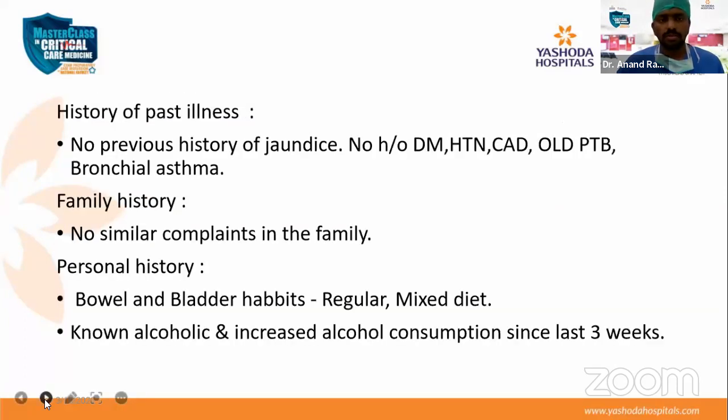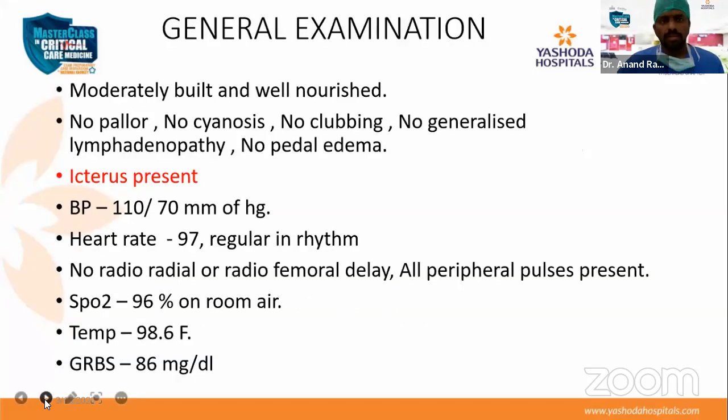And past illness, no previous history of jaundice from childhood, and no other known comorbidities like diabetes, hypertension, CAD, old PTB, and bronchial asthma. No similar complaints in the family. Personal history is normal bowel and bladder habits, takes mixed diet, and is a known alcoholic, with increased alcohol consumption since the last 3 months. On general examination, moderately built.